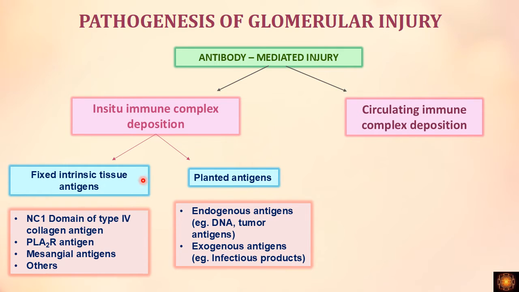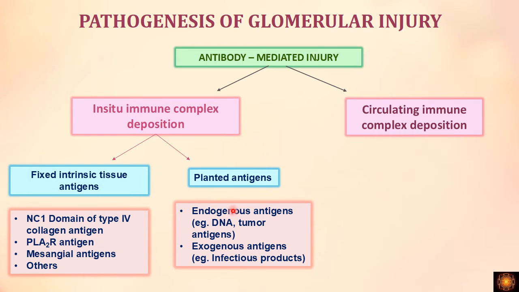Now in the fixed intrinsic tissue antigens, as I told you, antigens are present within the glomerulus. So we have two important substances which act as antigens. One is the NC1 domain of type 4 collagen, which is a normal component of the glomerular basement membrane, and it acts as an antigen. And another one is the phospholipase A2 receptor antigen. Some other antigens are also there, but in the fixed intrinsic tissue antigens, these two are very important.